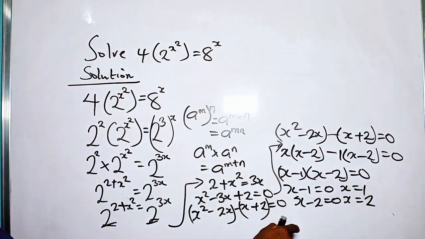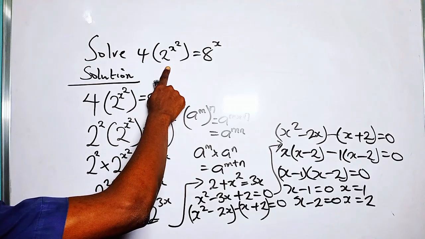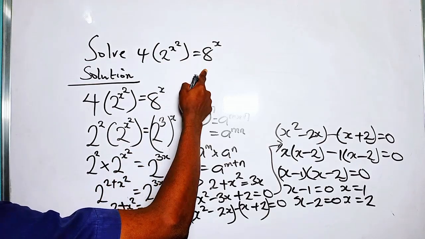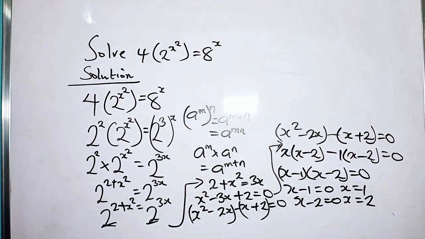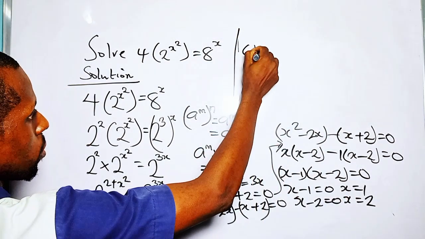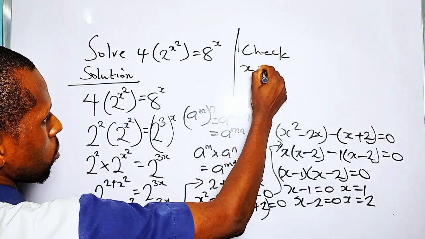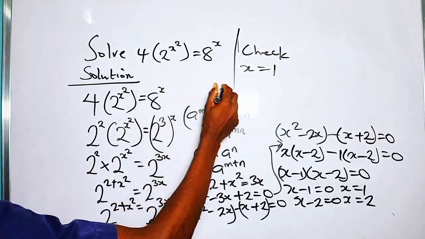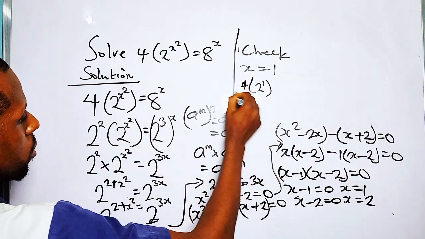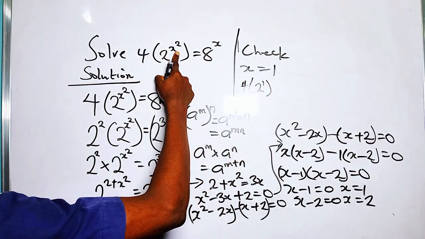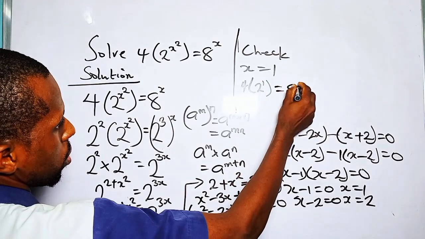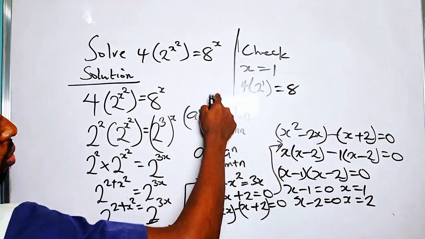So either 1 or 2, when we put it back in this equation, the left hand side of the equation will equal the right hand side of the equation. So let's check the value of x. Check when x equals 1 in this equation. We have 4 into 2 raised to the power 1, since x squared is 1, equals, so 4 times 2 is 8. We still have 8 raised to the power 1 to be 8.